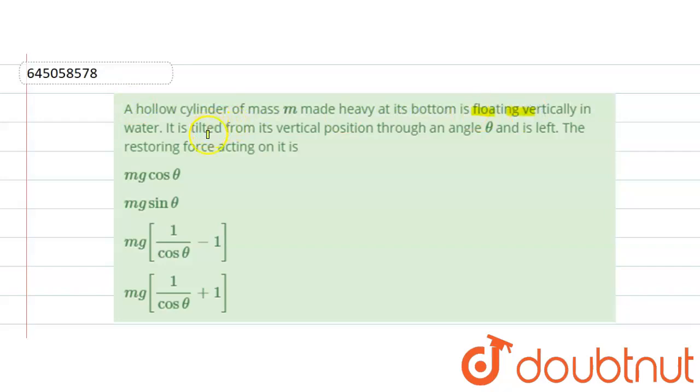The question is given: a hollow cylinder of mass m made heavy at its bottom is floating vertically in water. It is tilted from its vertical position through an angle theta and is left. So the restoring force acting on it is... Here we have to find the restoring force when the cylinder is tilted by angle theta from the vertical position.